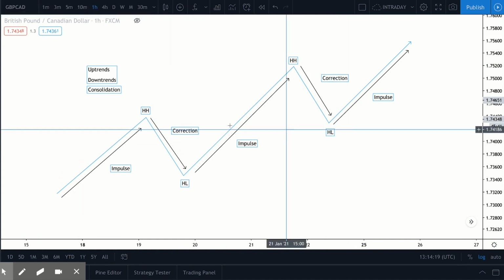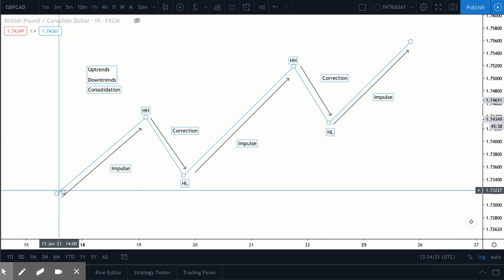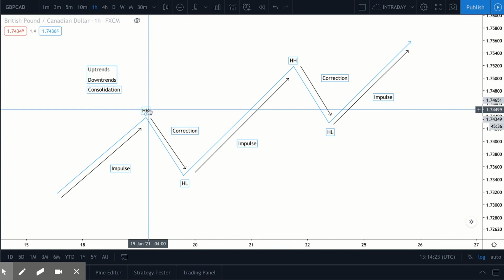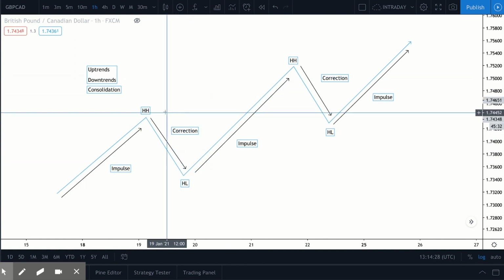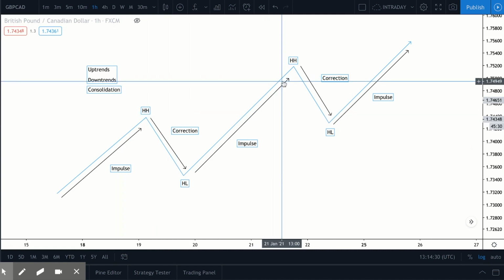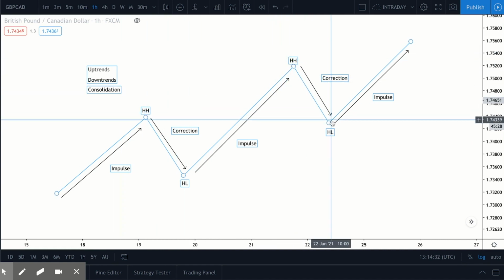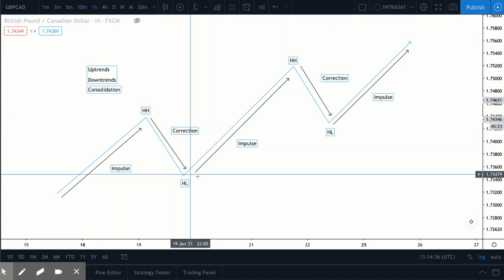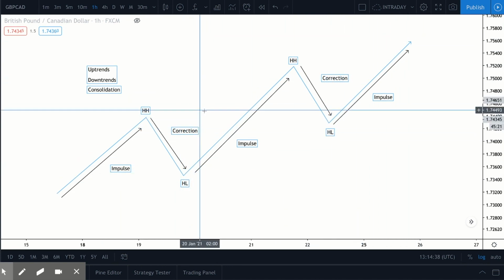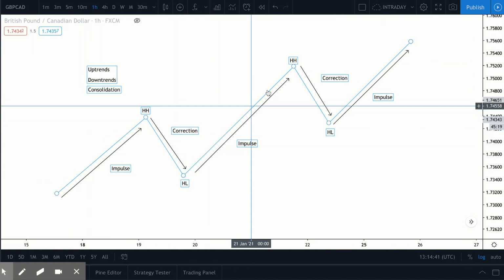And there we have the overall flow of a trend. Impulsive move forming a higher high, a corrective move which then forms a higher low, another impulsive move which clears the previous higher high and forms a new higher high, the corrective move which then forms a higher low, which is a low that's higher than the previous, and then another impulsive move, and so on. Now, these can continue for a long time.